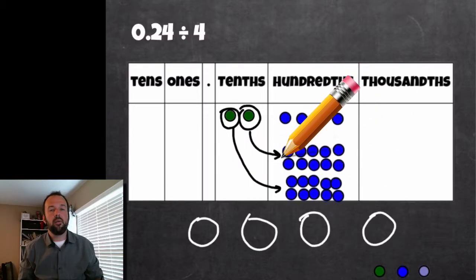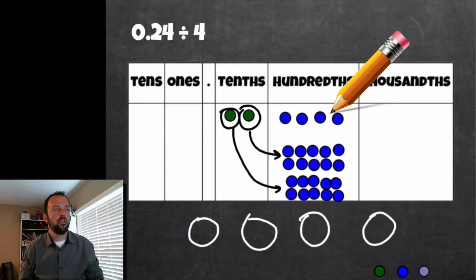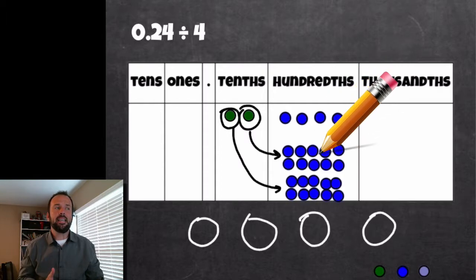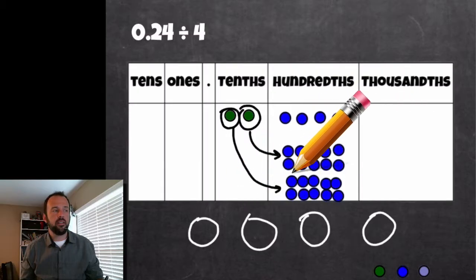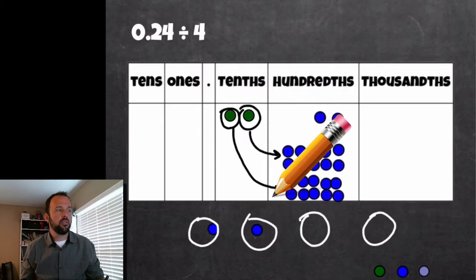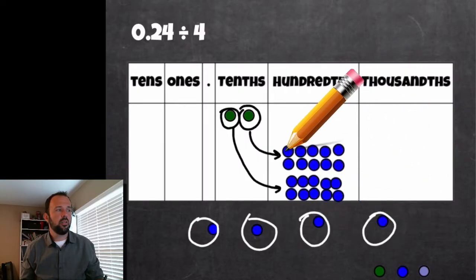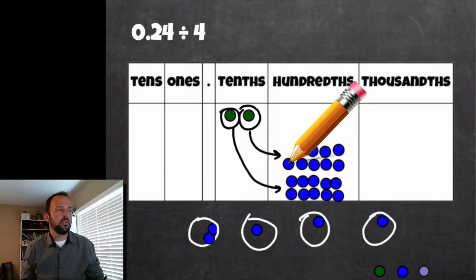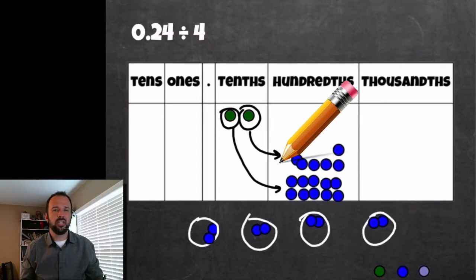All right, so now I have 24 hundredths, right? I have 10, 20, 24 hundredths. And I can now divide that into 4 equal groups. So if I were to start dividing these into 4 equal groups, I would do, let's see, 1, 2, 3, 4, 1, 2, 3, 4. Starting to get the idea.